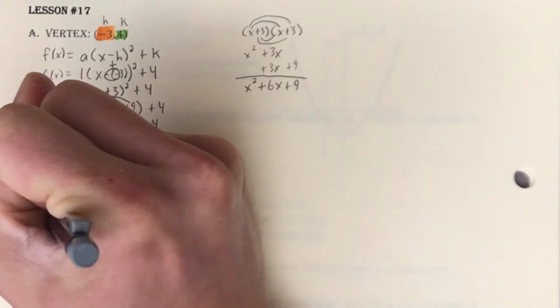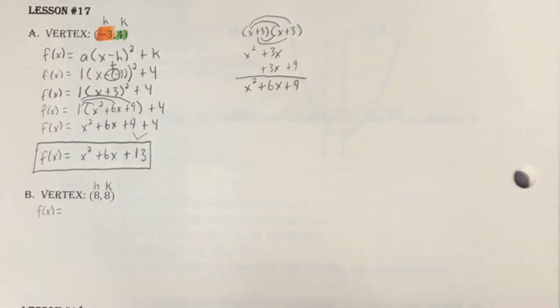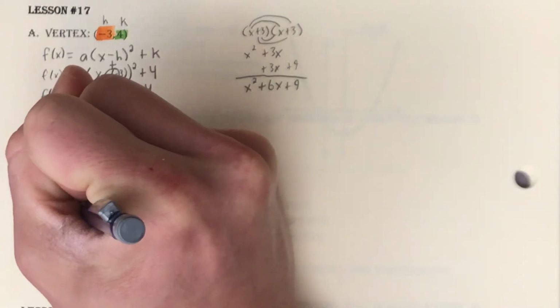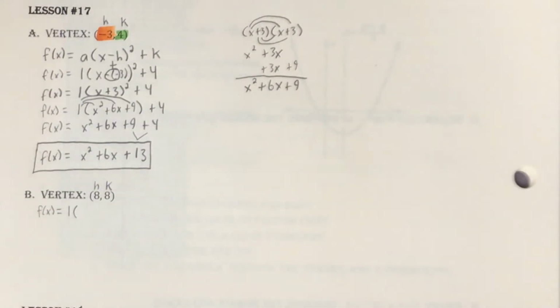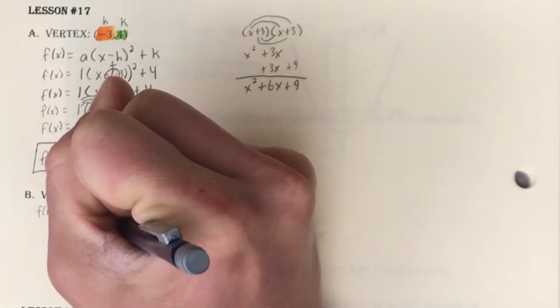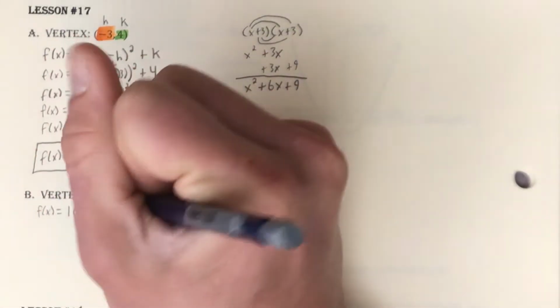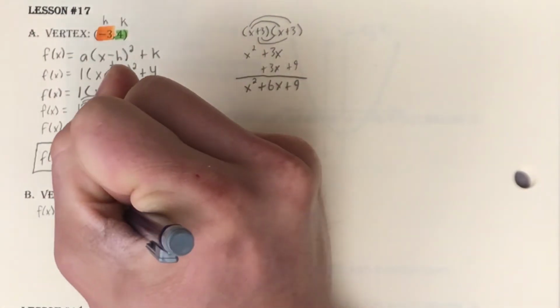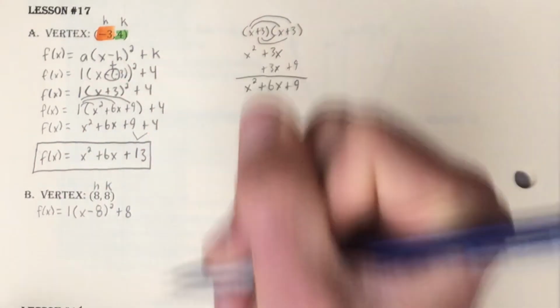So f of x equals a, again, they didn't tell me anything, so I'm going to assume it's 1, times x minus h, and h this time is just a +8, so no double negative that time. And then that's squared and then plus k, well, my k is a positive 8, so plus 8.